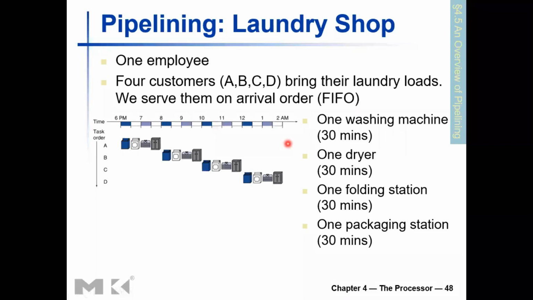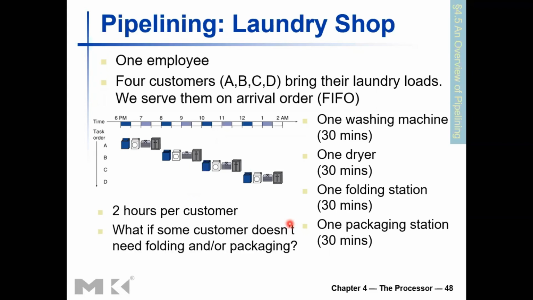Now, this is very similar to a single cycle CPU, if you will, but then we have divided the workload into 4 even steps. Instead of just saying doing laundry, we have divided it into 4 even steps: washing, drying, folding, and packaging. So then this can be looked at as a multi-cycle CPU as well. Right, so we are spending 2 hours per customer.